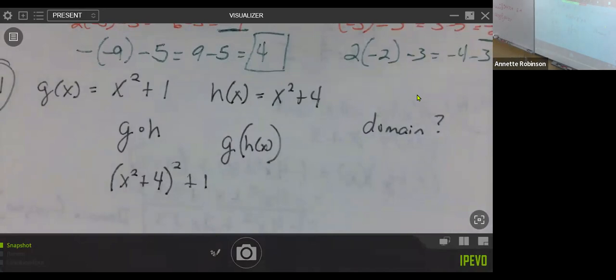Do not make me mad. I do not want to hear x to the 4th plus 16. I'm sorry, you take x squared plus 4 and you square it, you better give me 3 terms.